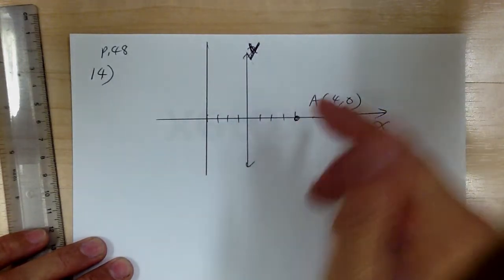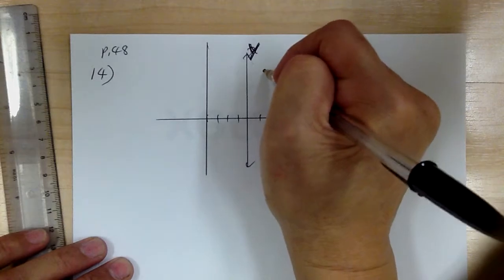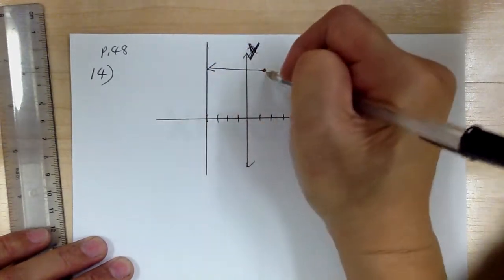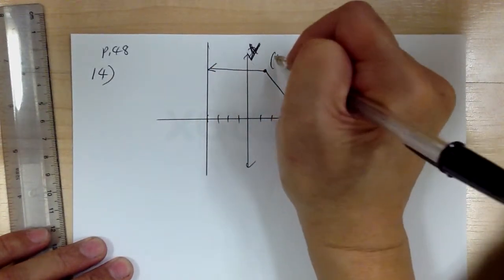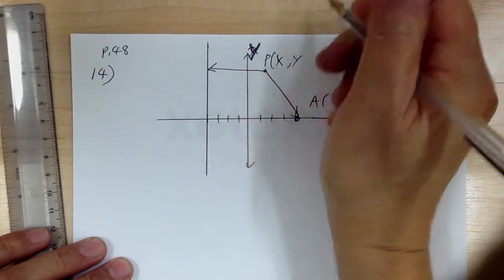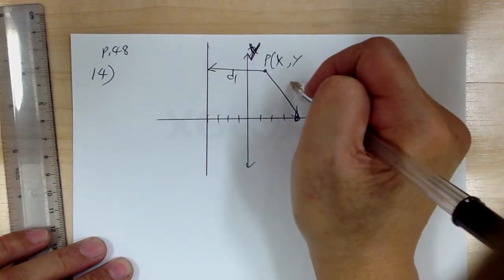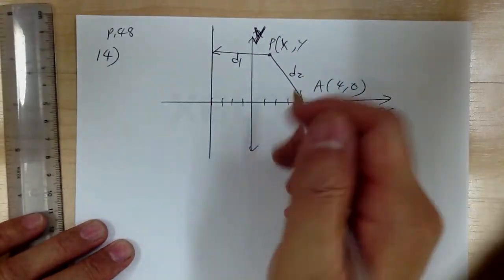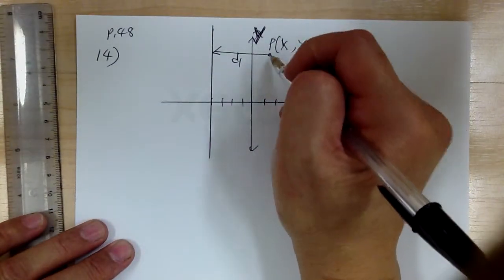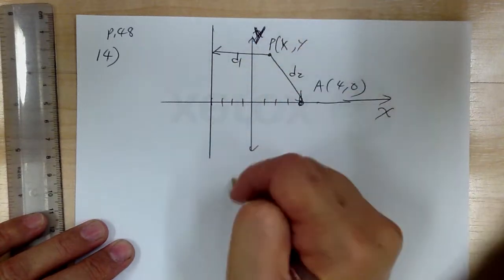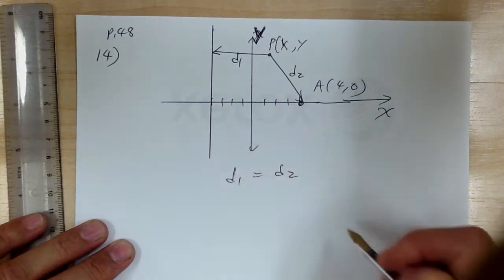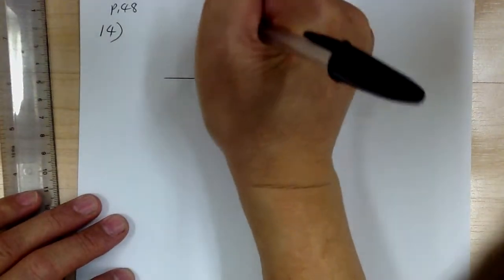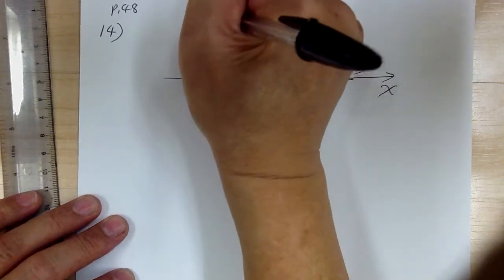Okay, so again, put a random point out here that is an equal distance to the line and the point. So call this point P, (x, y). So that's your D1 and D2. It doesn't matter which is D1, D2. Again, you're looking for the equation of all the points at equal distance. So that means D1 = D2. Now this one is x = −4.